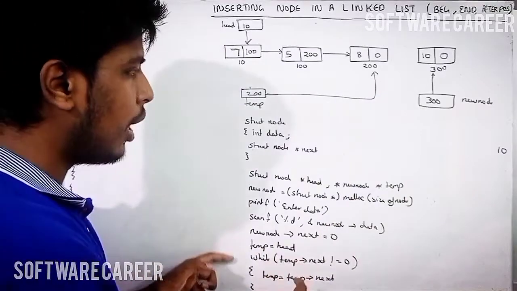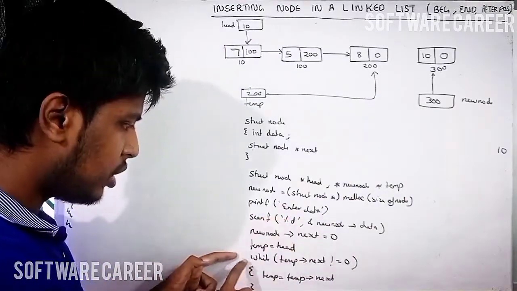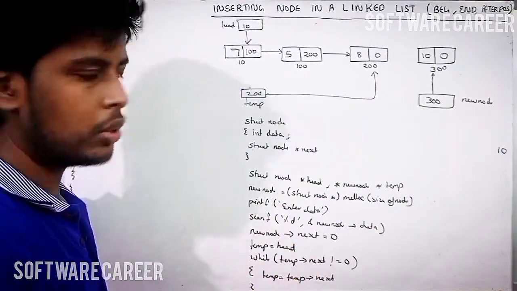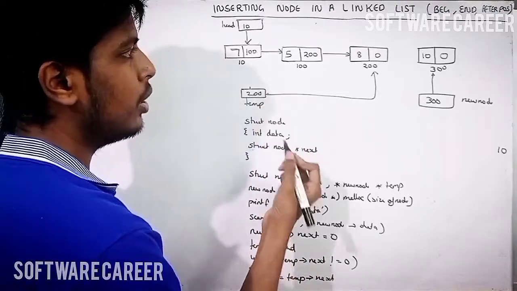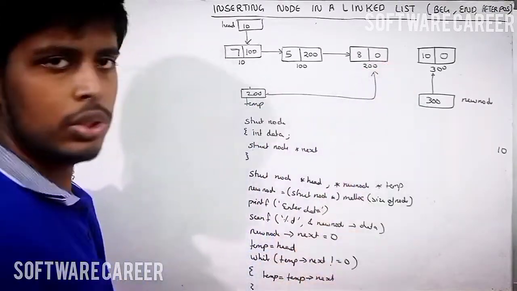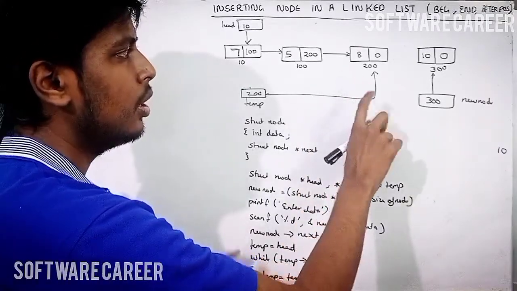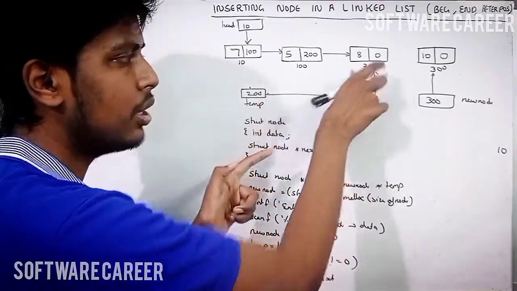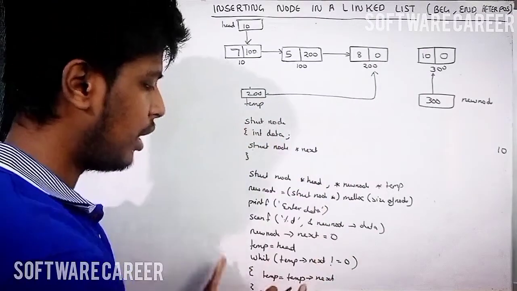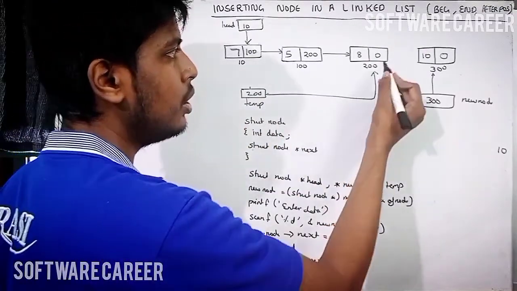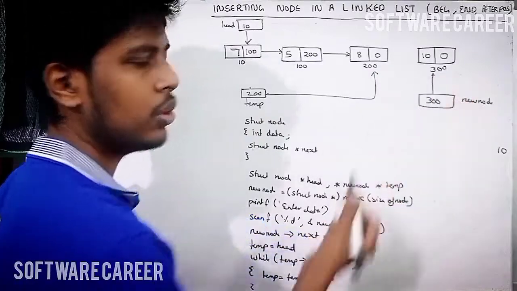Now again repeat the step. You are checking whether temp next is not equals to 0. Now see, temp is 200, 200 next is 0. So it does not enter into the steps. It stops here. Now temp is pointing towards the last node. So you have done. Now in this pointer you should store the address of this node.